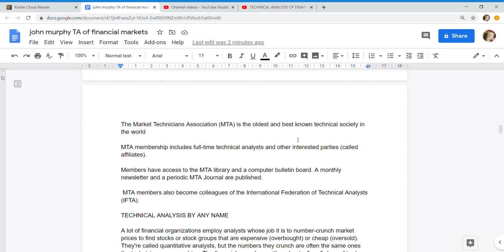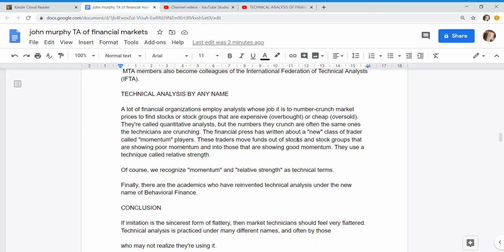Technical analysis by any name. A lot of financial organizations employ analysts whose job it is to number crunch market prices to find stocks or stock groups that are expensive, overbought, or cheap, oversold. They're called quantitative analysts, but the numbers they crunch are often the same ones the technicians are crunching.